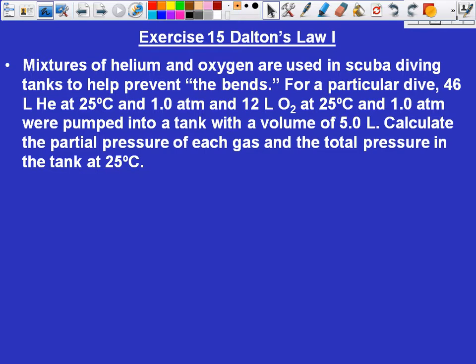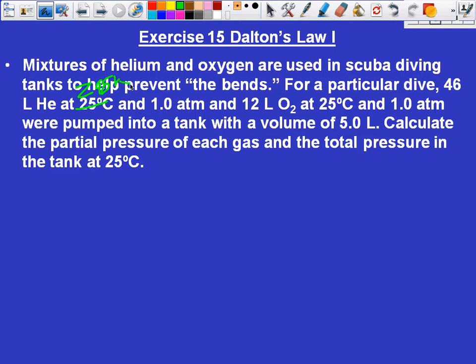Mixtures of helium and oxygen are used for scuba diving to help prevent the bends. Again, that's just getting nitrogen in your blood, which is not a good thing. For a particular dive, 46 liters of helium at 25 degrees Celsius. Let's get rid of that. We know we don't ever like temperatures like that. That's 298 K.